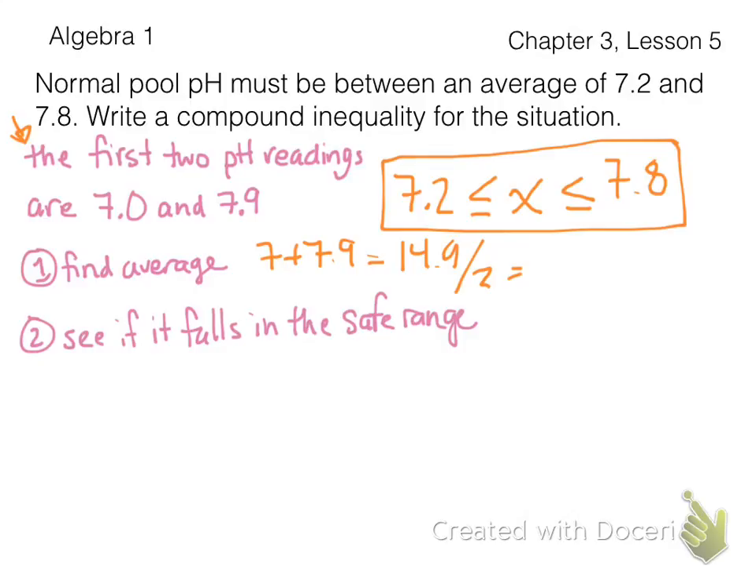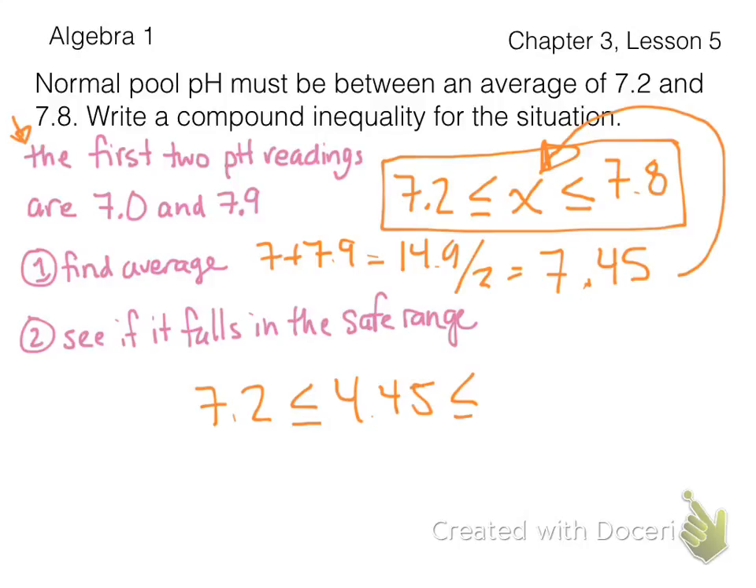14.9 divided by 2 is 7.45, which, does that fall between here? Why, yes it does, because 7.2 is less than or equal to 7.45, which is less than or equal to 7.8. So yes, it falls within the safety range. It means people can keep swimming. Because if you're not in the good pH range, you can't let people swim. That's your lifeguard lesson for the day.